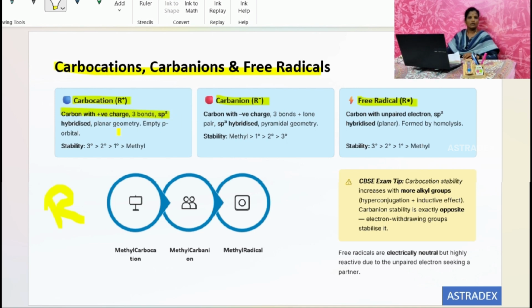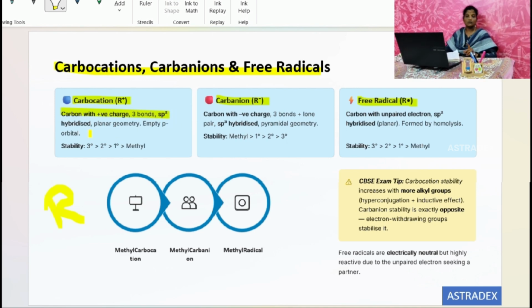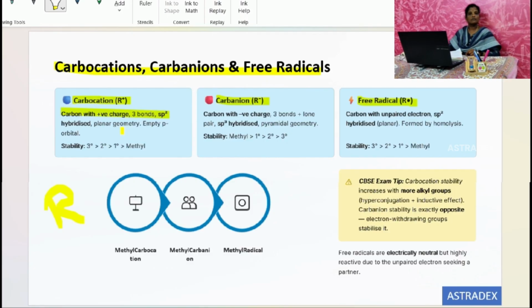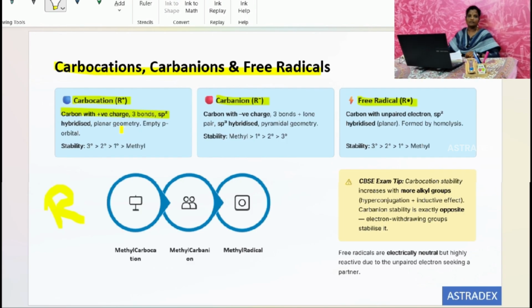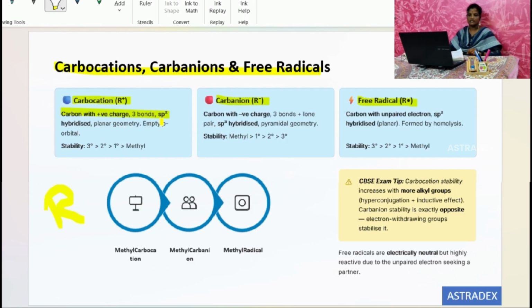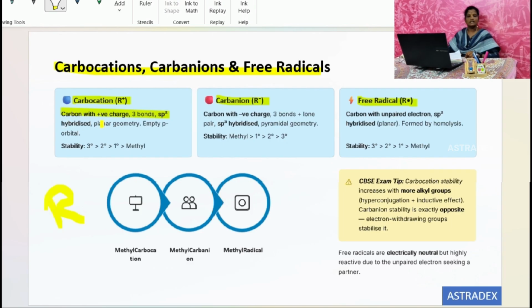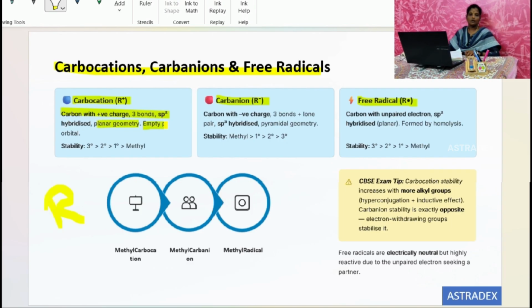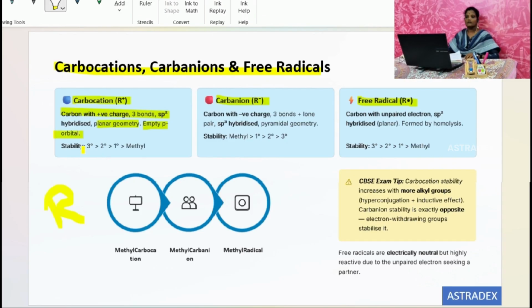And here 3 bonds will be present, because it has lost one electron. So the hybridization will be sp2. We will discuss hybridization in detail in 11th standard, then only it will be helpful for 12th standard. And the geometry is planar, and here one empty p orbital will be present. And coming to the stability, this is tertiary, secondary, primary and methyl.